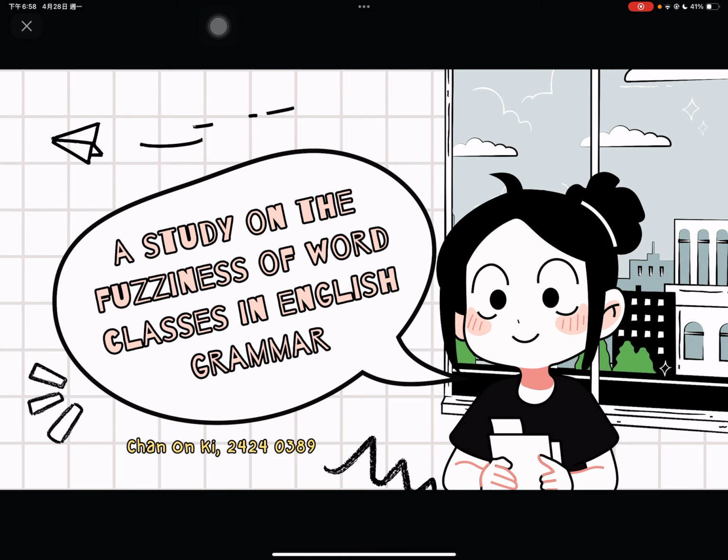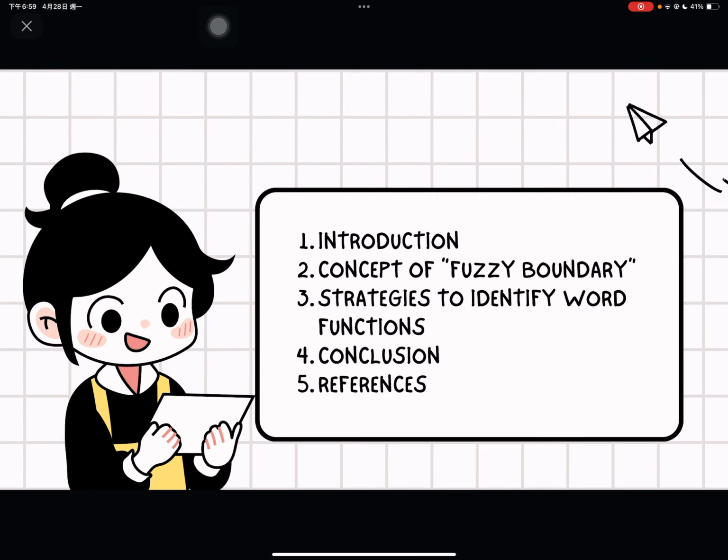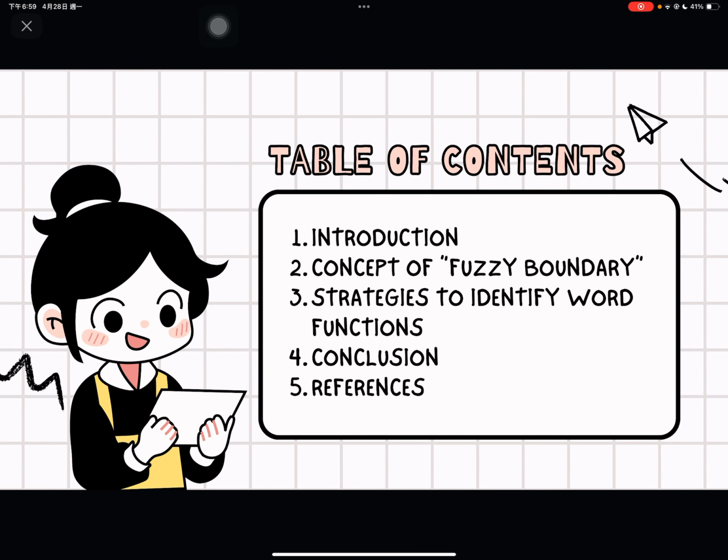Hi, I'm Chen Onki. My topic is a study on the fuzziness of word classes in English grammar. I will first talk about the introduction of my study, and then I will be discussing the concept of fuzzy boundaries in English grammar, how a single word can belong to multiple categories, and the strategies to identify their functions in different contexts. And finally, I will bring out the conclusion.